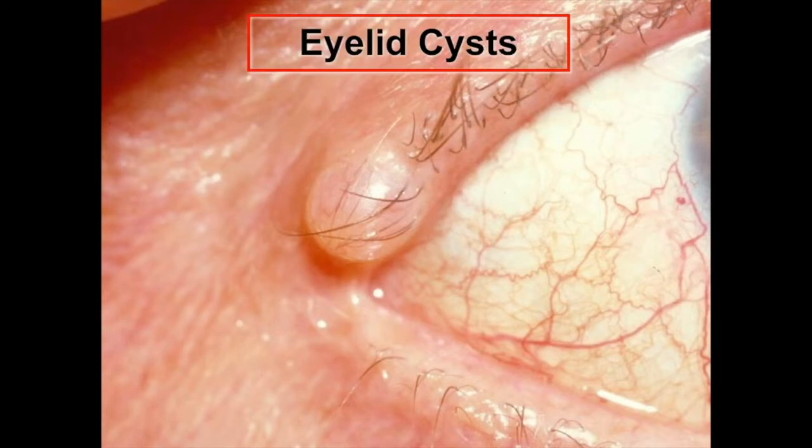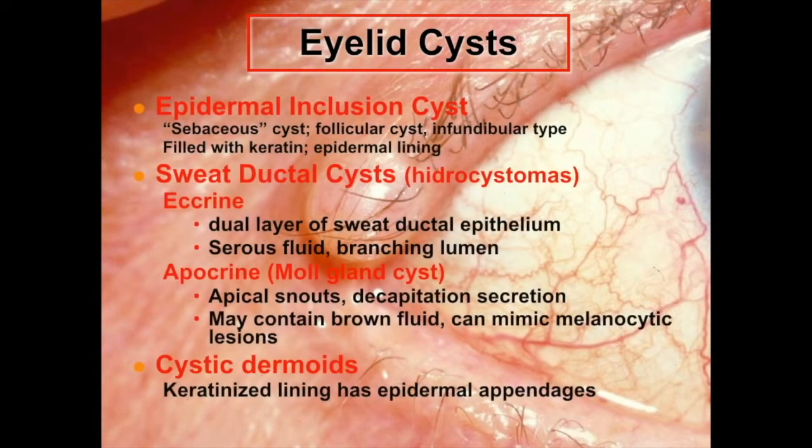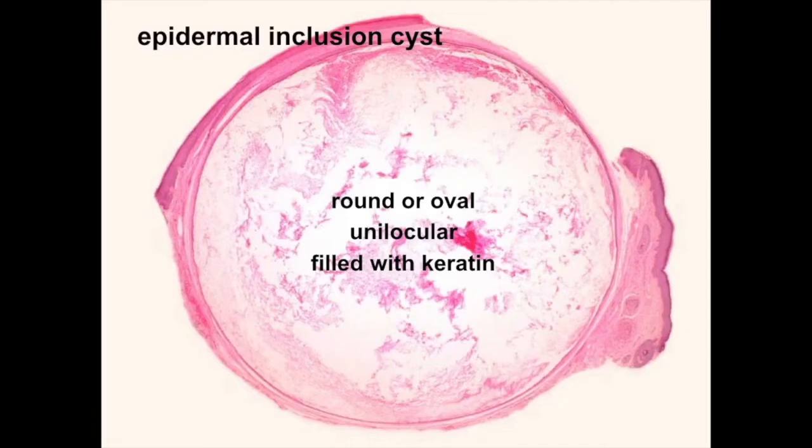Eyelid cysts. Eyelid cysts include epidermal inclusion cysts, the things that are called sebaceous cysts but aren't sebaceous at all. We have our 2 types of sweat ductal cysts, or hydrocystomas, eccrine cysts deriving from eccrine sweat glands, and apocrine cysts arising from the apocrine glands of Moll. Then we'll talk about cystic dermoids in one of the subsequent lectures.